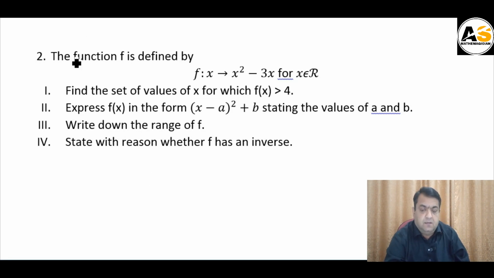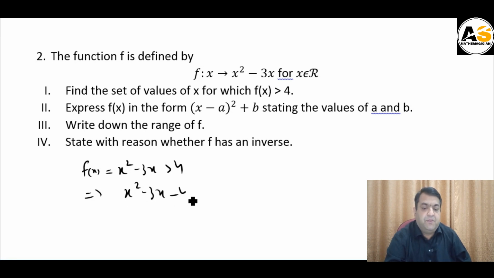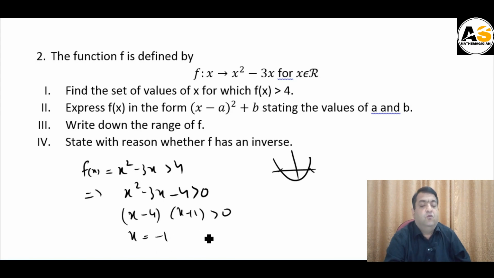F of x is basically x square minus 3x. This is greater than 4, which implies x square minus 3x minus 4 is greater than 0. Which case is this? Coefficient of x square is positive, so this is the first case. In this case, the graph will be positive beyond the roots. So I will first find its roots. Its first root is minus 1 and its second root is 4. So this will be minus 1 and this will be 4.